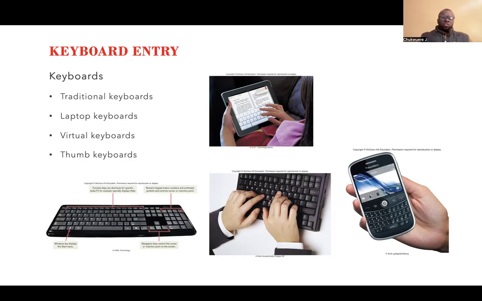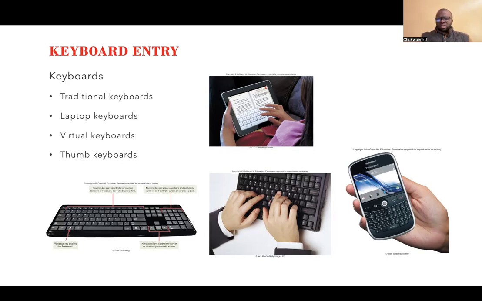Okay, the one on top is your virtual keyboard, which is the one you see on your laptop, even your smartphones, your smart devices, and everything, right? And then the fourth one is your thumb keyboard. Okay, and on this very keyboard, there is Motorola, BlackBerry.